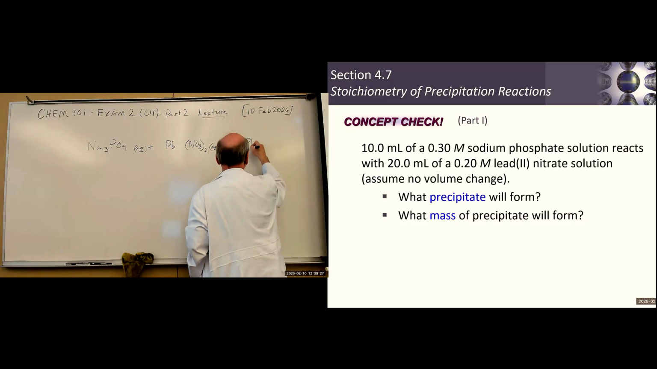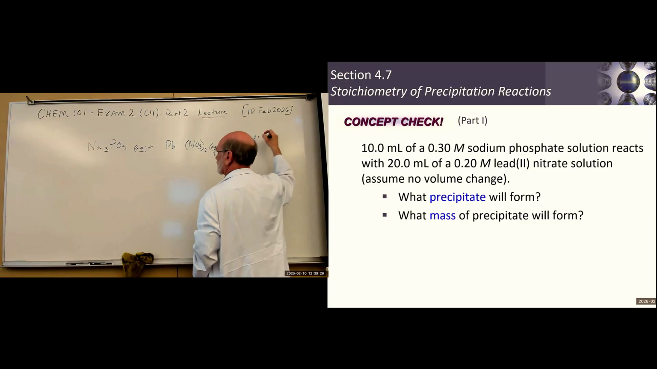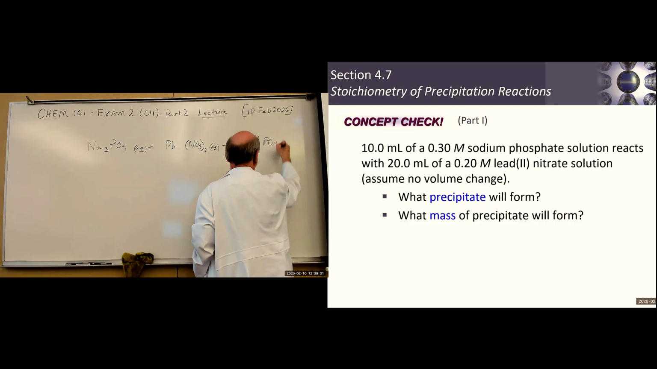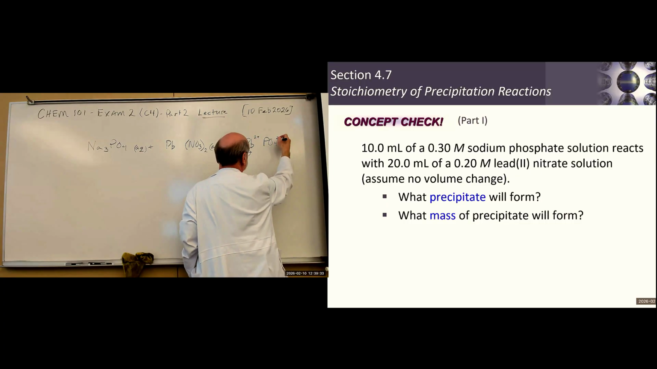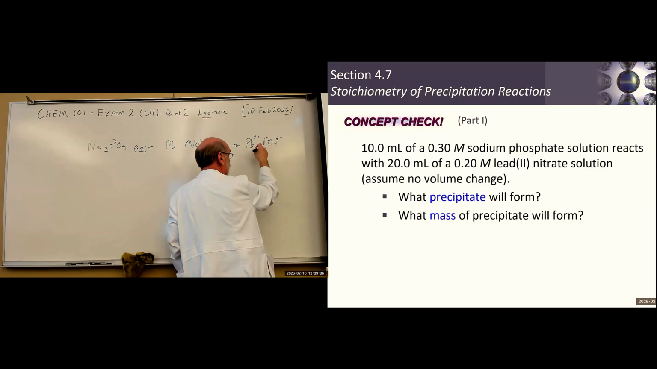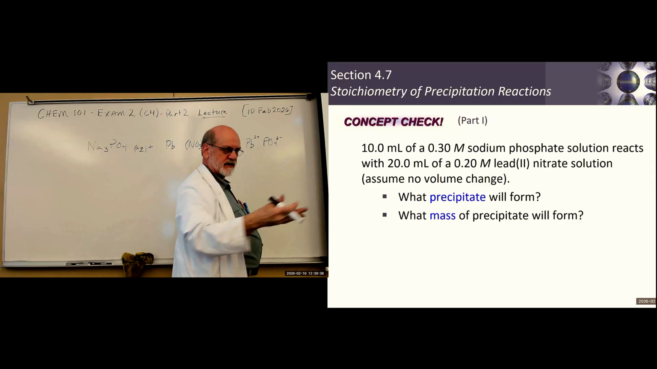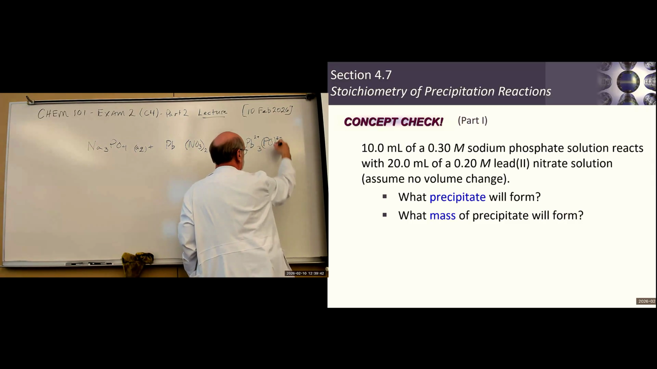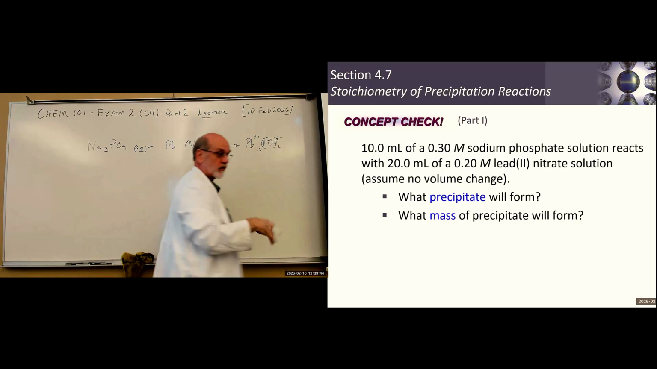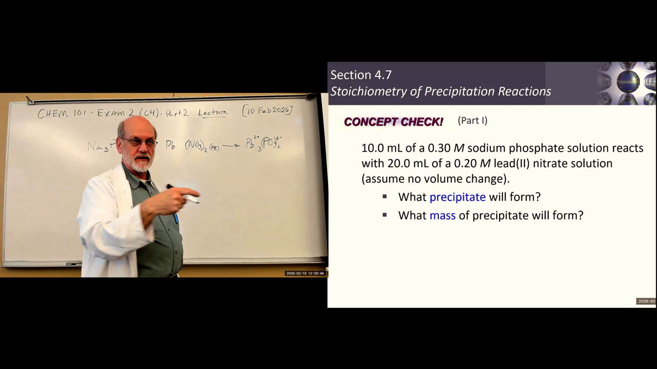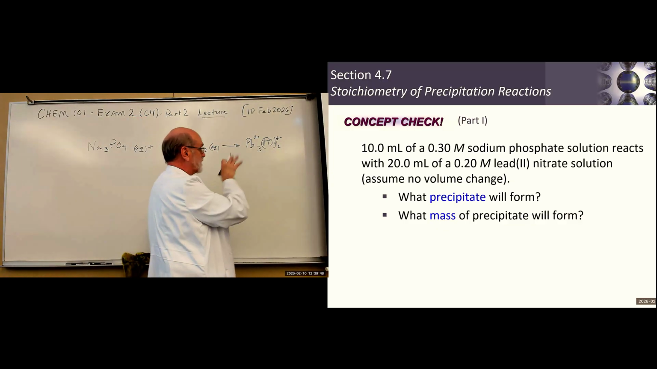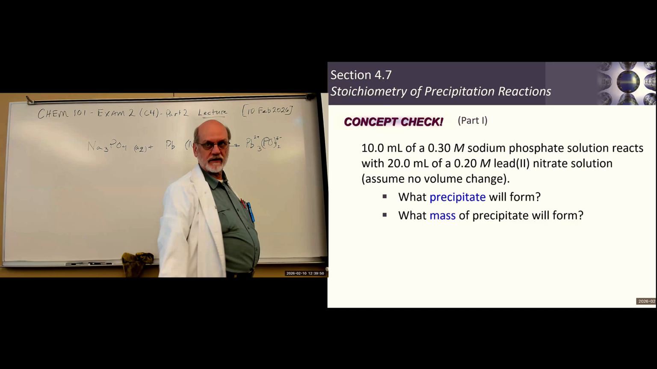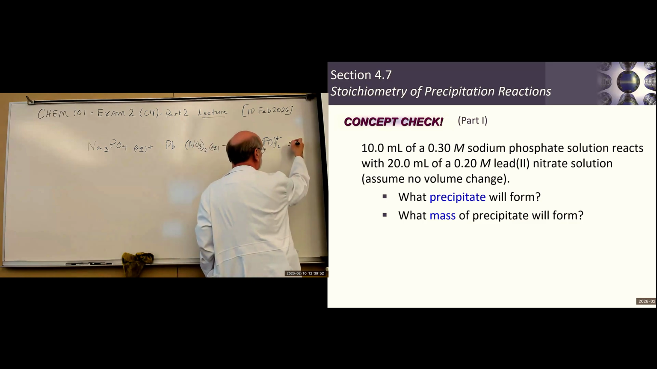We have Pb, and I better put the 2+ here, and then PO4 here. That's a 3-. So now we put the 3 over here and the 2 over there because odds and evens cross multiply works. So we put a 3 here and a 2 here. And then you go look in your chart and see the lead-2+ and the phosphate interact and you get a solid. So there's your precipitate.